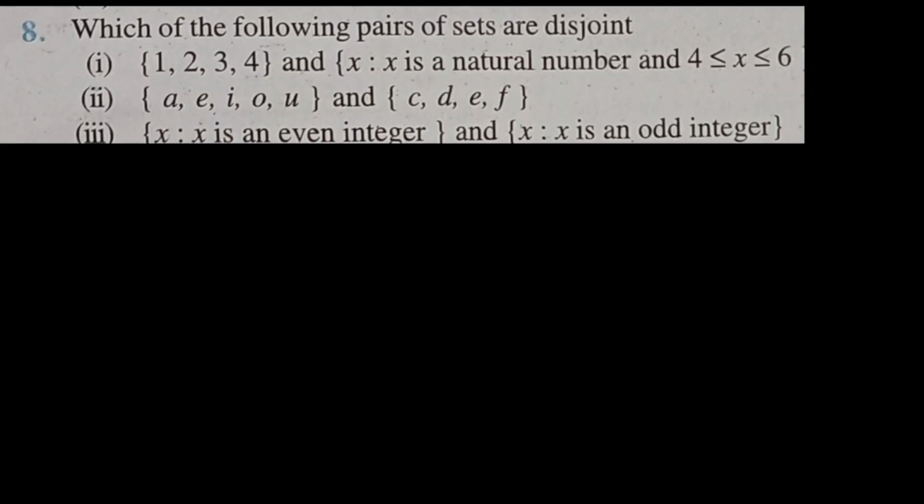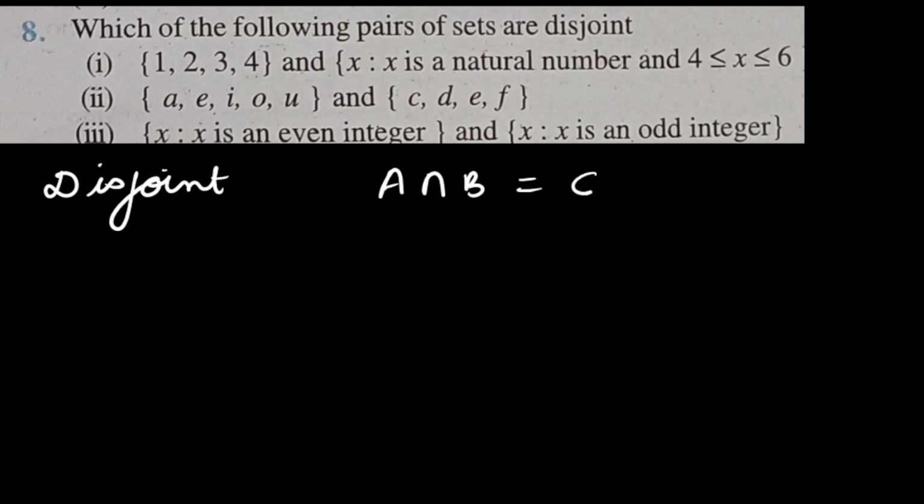Let's do question number 8 now. Which of the following pairs of sets are disjoint? Now what is the meaning of disjoint? First of all, we'll understand the meaning of disjoint. Disjoint means whenever your answer of intersection equals the empty set, these two sets are disjoint sets. That means when two sets don't have any same element.